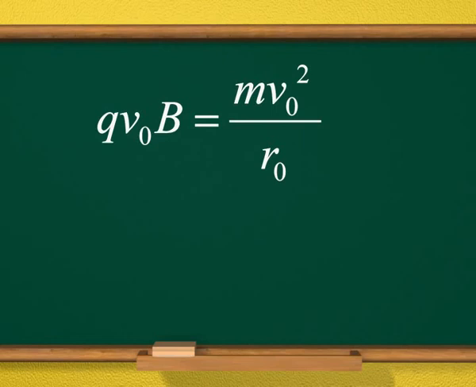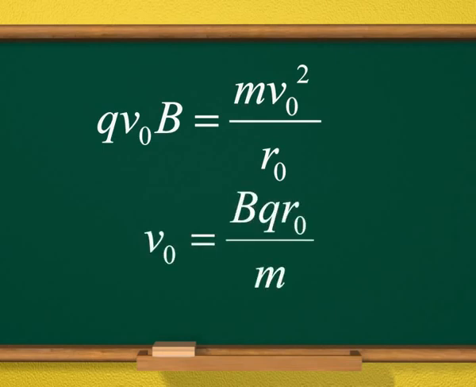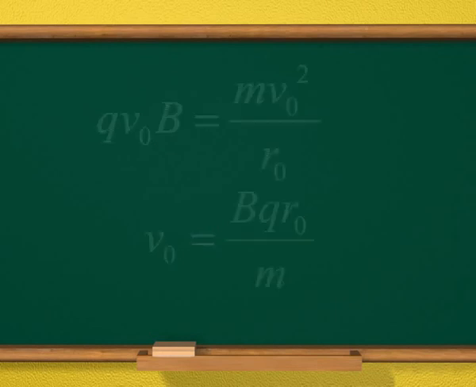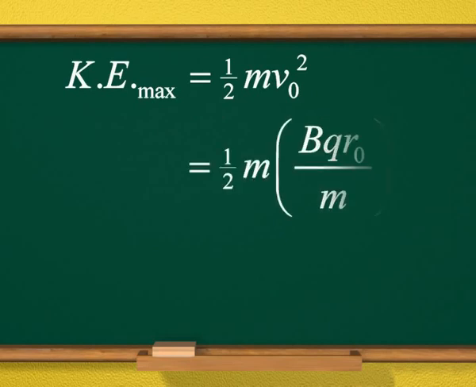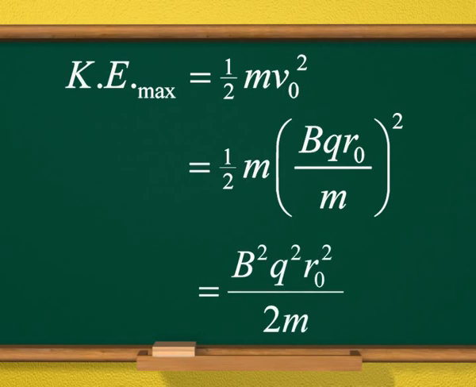If v0 and r0 are the maximum velocity and maximum radius of the circular path followed by the positively charged particle in the cyclotron, then q v0 B is equal to m v0 squared upon r0, or v0 is equal to B q r0 upon m. This gives the maximum kinetic energy of the positive ion, which is equal to half m v0 squared, which is equal to B squared q squared r0 squared upon 2m.